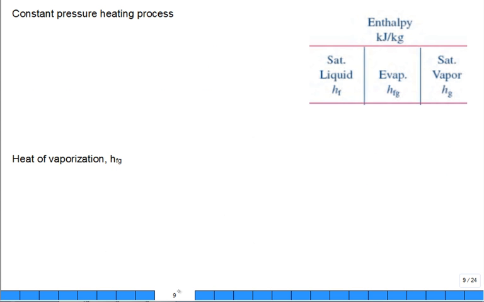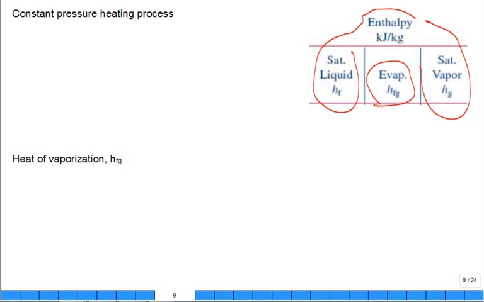Now, I want to talk about the enthalpy column for a minute. They gave us a saturated liquid value, they give us a saturated vapor value, and then they gave us this value in between, and they called it evap, hfg. What? Okay, do this. Take a system that has saturated liquid in it. All right, so it starts at saturated liquid, and let's say the mass is 1 kilogram.